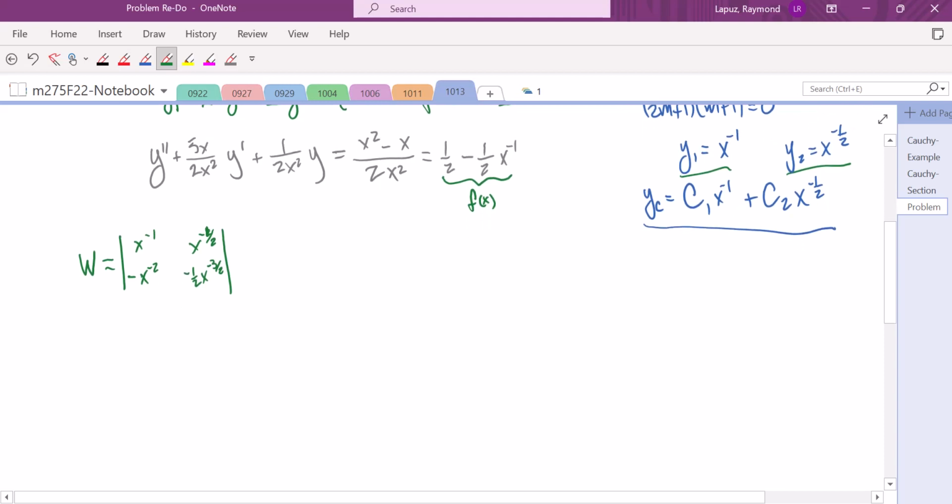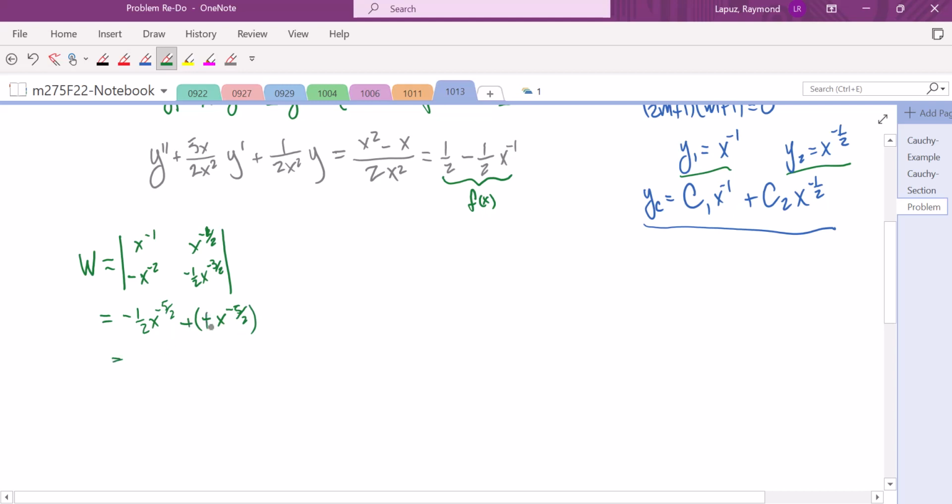We want the determinant, so we will multiply x to the negative 1 times negative 1/2 x to the negative 3/2. So we will add the powers, 1/2 minus 3/2. 1/2 plus negative 3/2 is negative 5/2. And then going across in the wings, we will get a negative and then a negative sign from here. And there are no constants, but we have x to the negative 2 times x to the negative 1/2. So we add the powers. Negative 2 plus negative 1/2 is again negative 5/2.